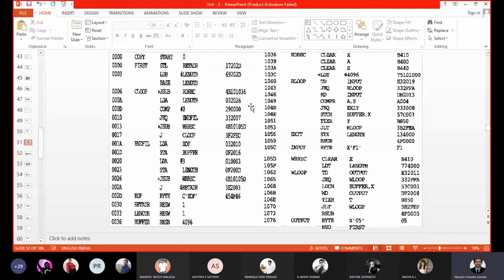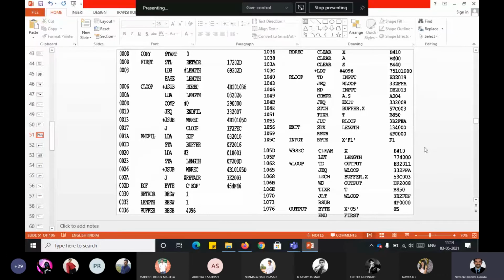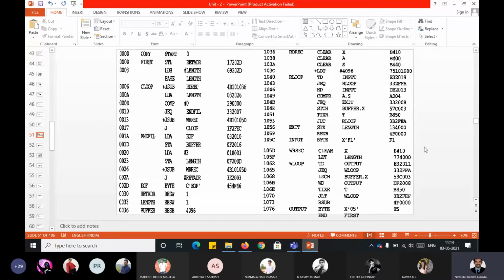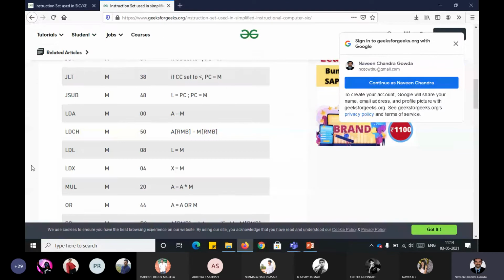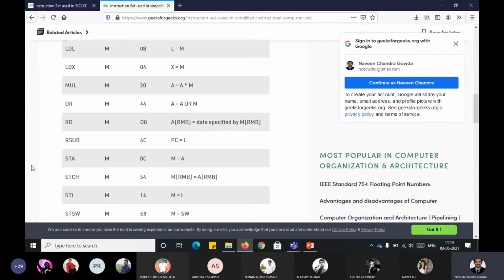Yes, sir. So here, if you observe, the instruction is STCH buffer comma X. First I have to find out the opcode of STCH. Let me find it. Here you can observe the opcode of STCH is 54, but how do I have to write it? I have to write it as 5 and 4.